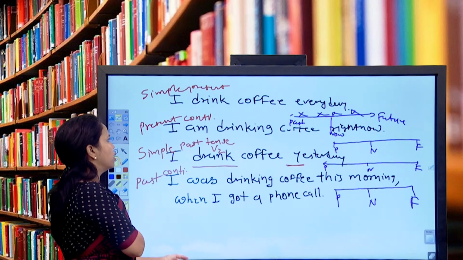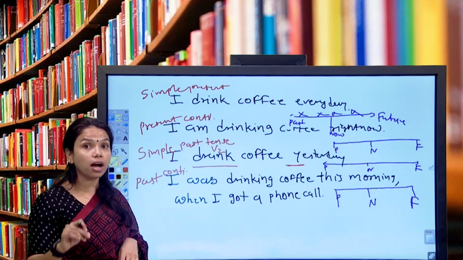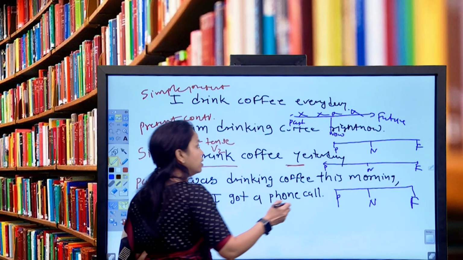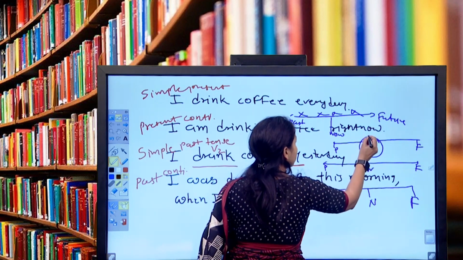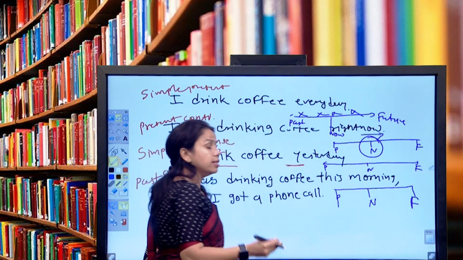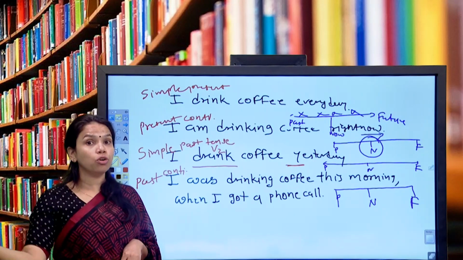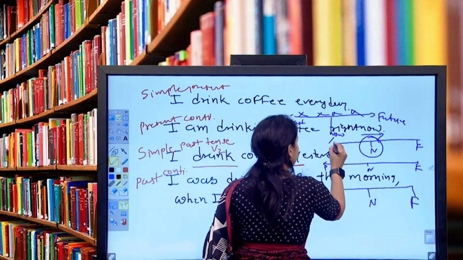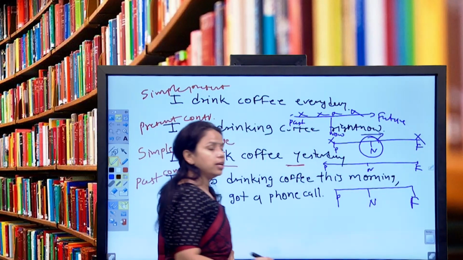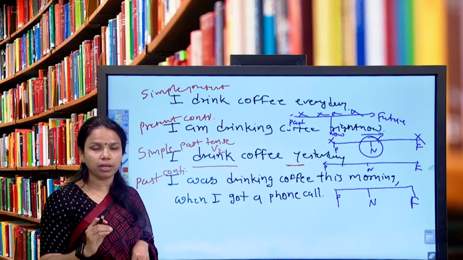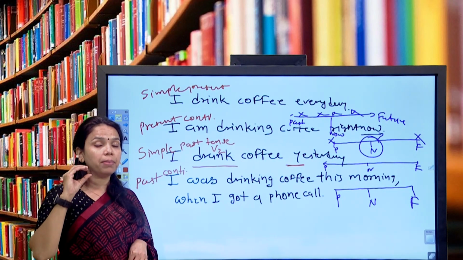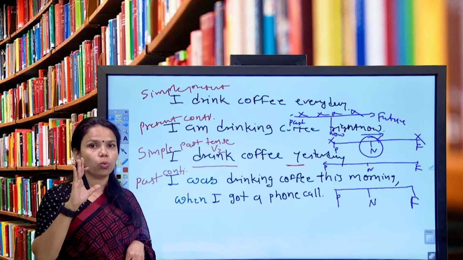Second situation, I am drinking a coffee right now. So, it means the timeline mainly focuses on now. There is no past, there is no future, right? Currently, I am drinking a coffee. So, the timeline mainly focuses on now.